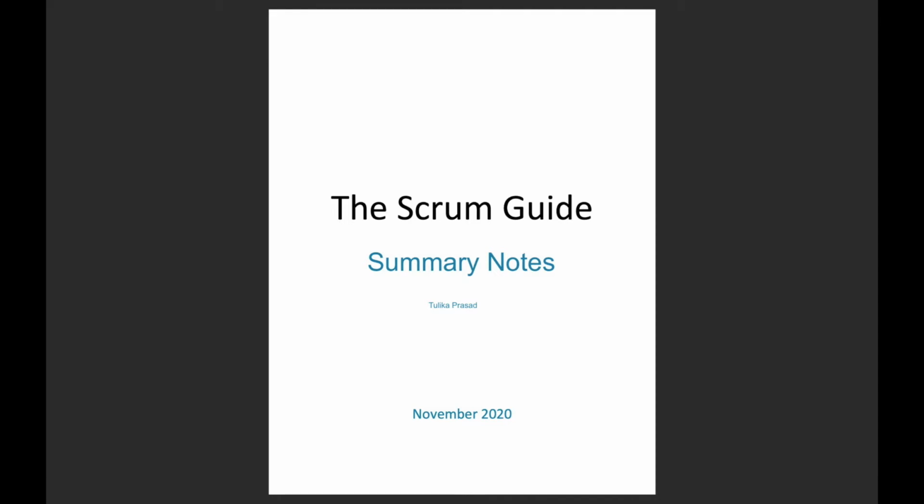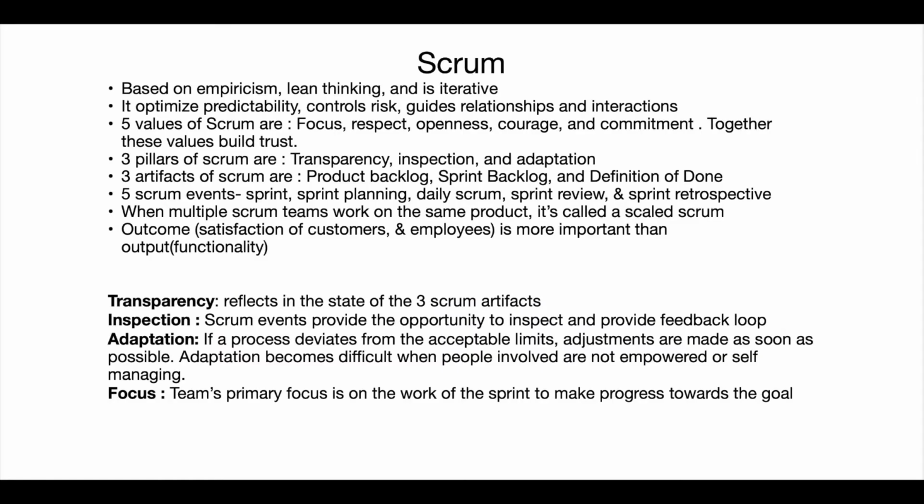Let's get started. Scrum. It's based on empiricism, lean thinking, and is iterative. It optimizes predictability, controls risk, guides relationships and interactions. The 5 values of Scrum are focus, respect, openness, courage, and commitment. Together, these values build trust.